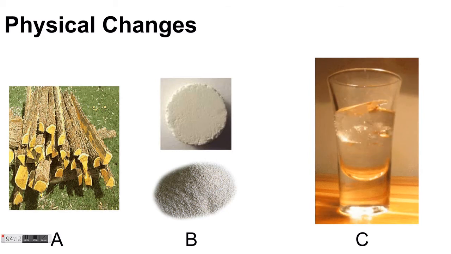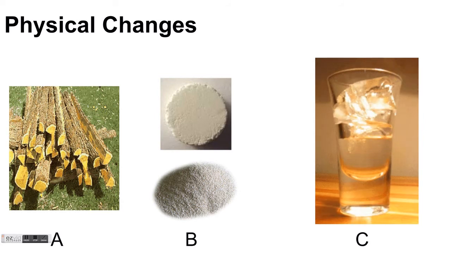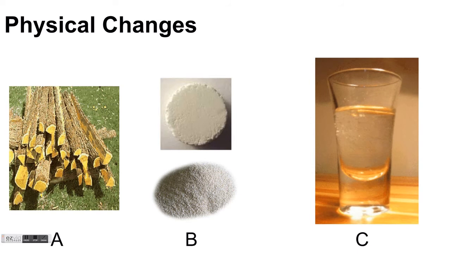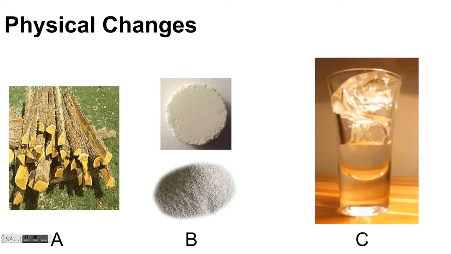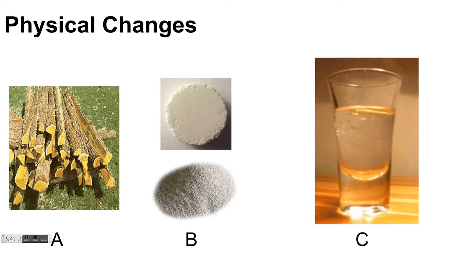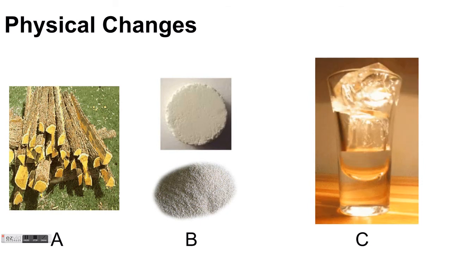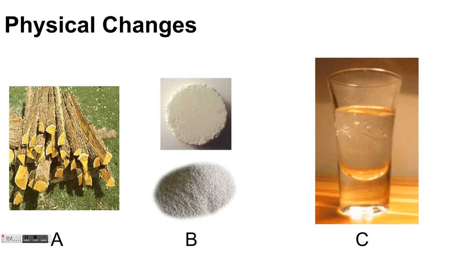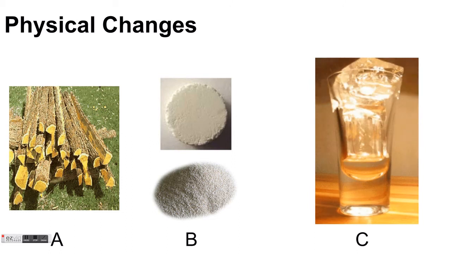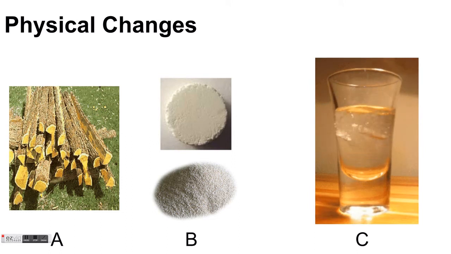Object A shows a tree splitting into smaller logs. The mass, volume, texture, among other things have changed. Even though its physical appearance has changed, it is still the same substance. Object B shows a medicine tablet that has been ground into a powder. The powder has a very different texture and size than the tablet, but each particle of powder is still the same substance as before. Object C shows ice cubes melting.